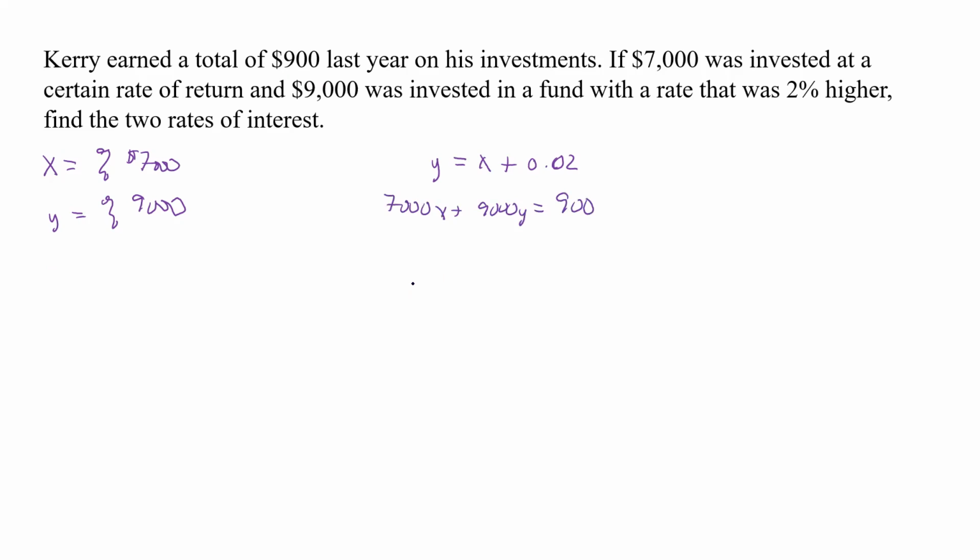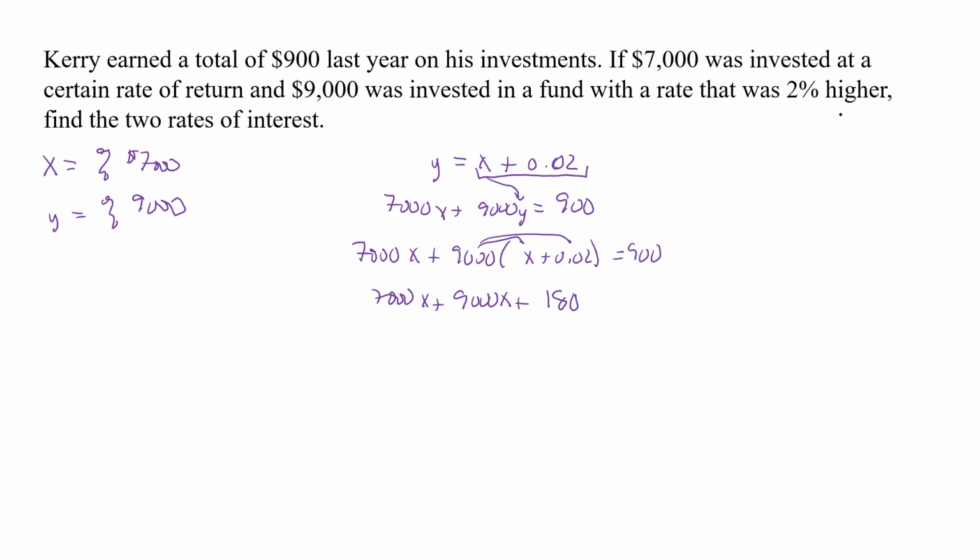Now, this one's set up perfectly for substitution already. So I'm going to take that whole thing and substitute it in there. So that gives me 7,000x plus 9,000 times (x plus 0.02) equals 900. Now I'm going to have to distribute here. So I have 7,000x plus 9,000x plus 0.02 times 9,000, which is 0.0018 moved over 2 decimals, and it's 180. And then 900 minus 180.